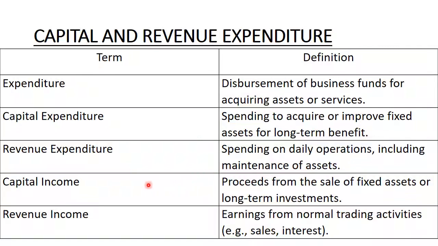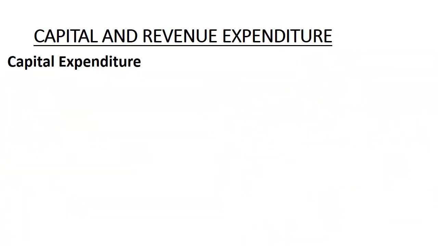Then there are also two types of income. There's capital income, which are proceeds from the sale of fixed assets or long-term investments. So if you sell a fixed asset, what you get is called capital income. Then revenue income is the money you make from normal trading activities, such as when you sell your cakes, if you are in the business of selling cakes. Okay, so now let's go into details.